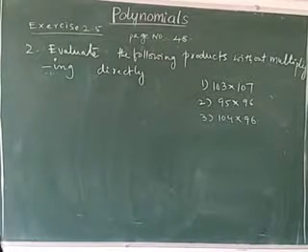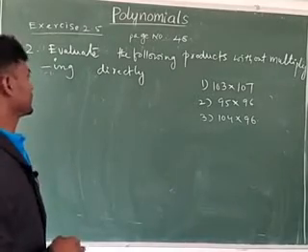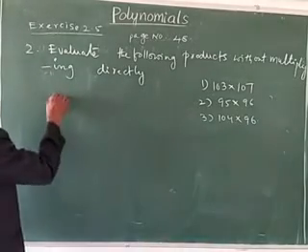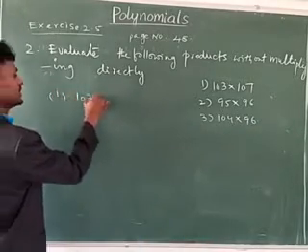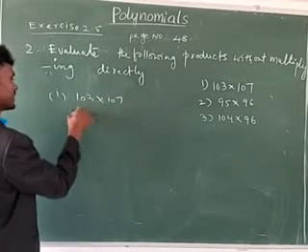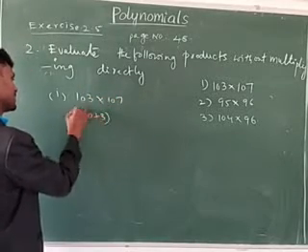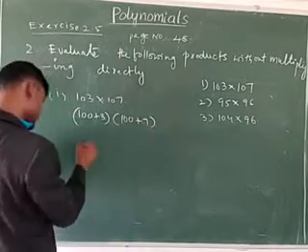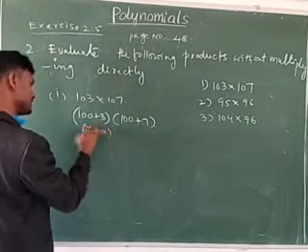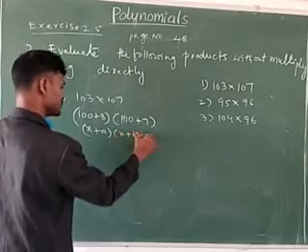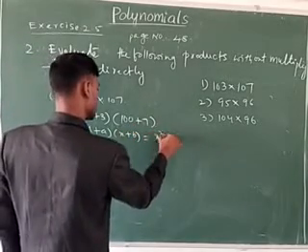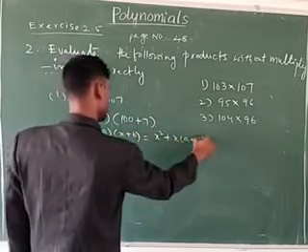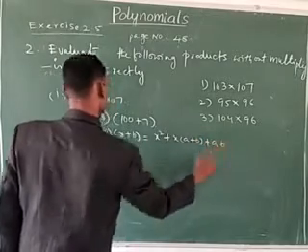Second problem: evaluate the following products without multiplying directly. First one, see here: 103 into 107. Rewrite this as (100 plus 3) into (100 plus 7). Now this looks like (x plus a) into (x plus b). Now you know how to do it: x square plus x into (a plus b) plus ab.